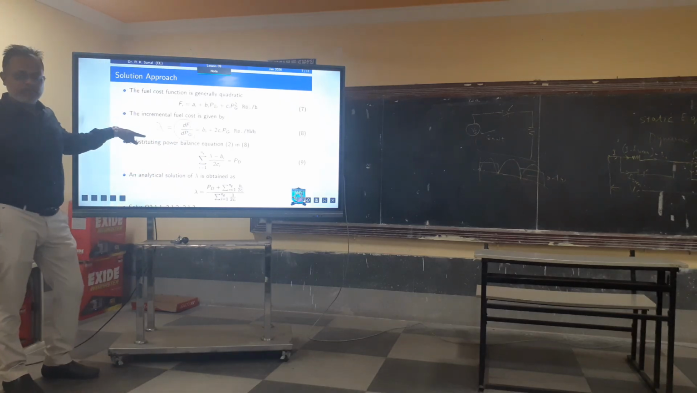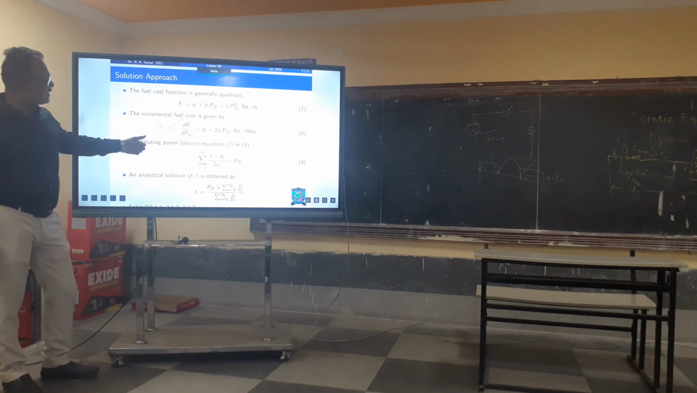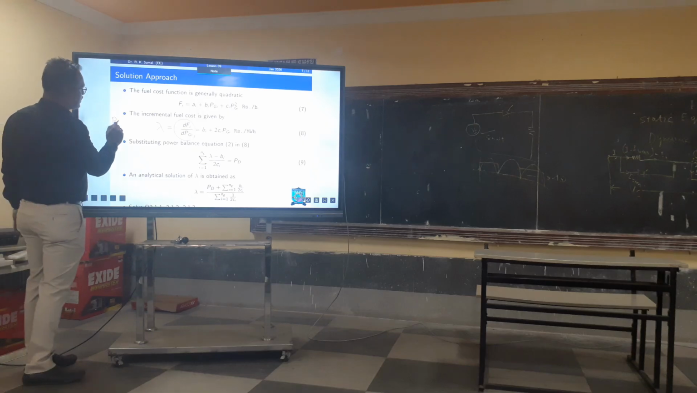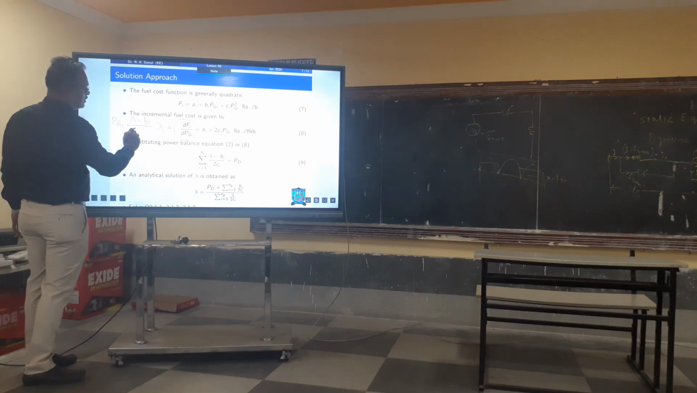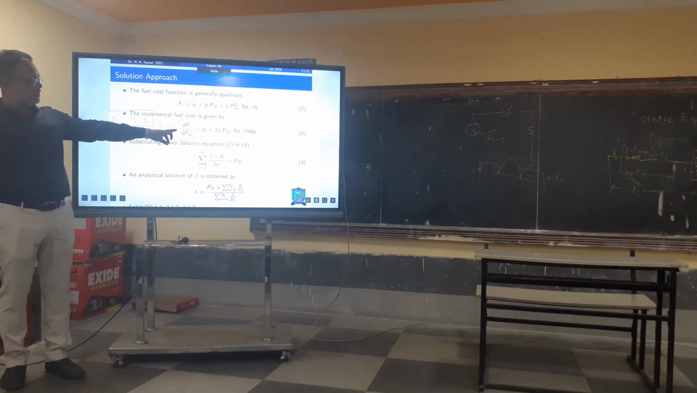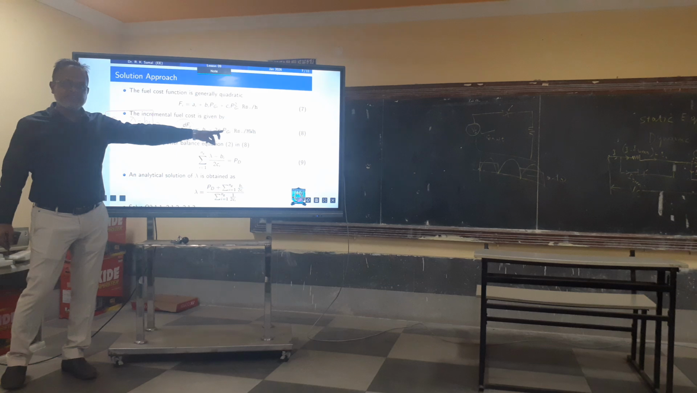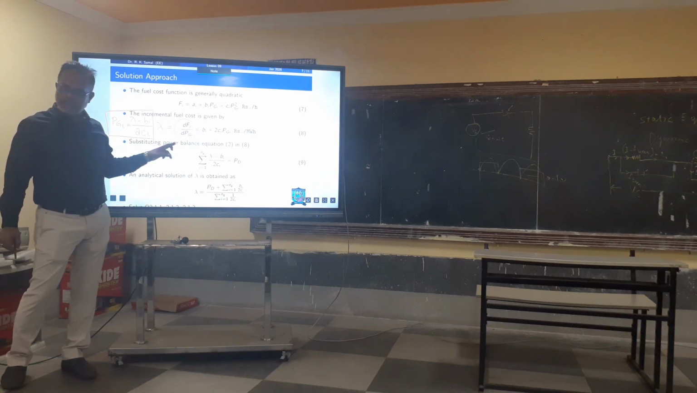Now we have decided that this is equal to lambda. In the previous slide you see this incremental cost is basically the Lagrange multiplier lambda. Therefore, what will be the generation? The generation will be equal to lambda minus Bi divided by 2Ci, right? This is the Lagrange multiplier lambda, or the incremental cost. From this equation, PGi is equal to lambda minus Bi by 2Ci.